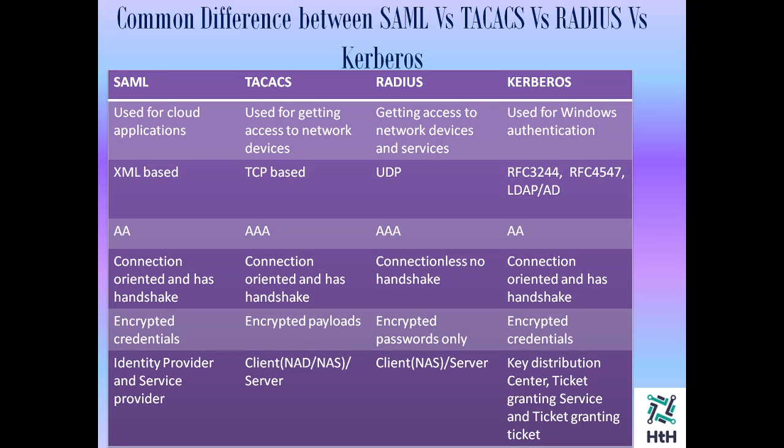SAML does encrypted credentials. TACACS encrypts only payloads. Radius encrypts passwords only. Kerberos encrypts the credentials. TACACS uses identity provider and service provider. SAML uses identity provider and service provider. TACACS uses client server technology. Radius is client server technology. And Kerberos uses key distribution center, ticket granting service, and ticket granting ticket.